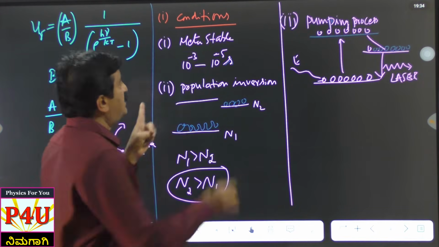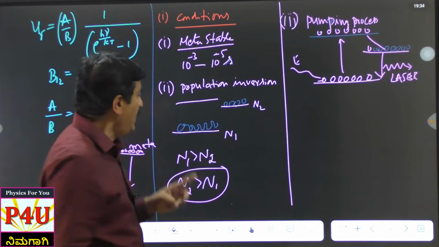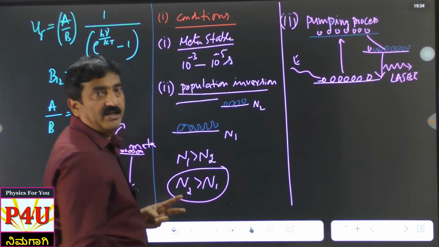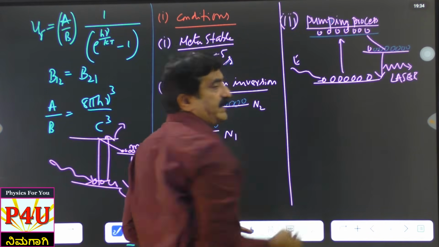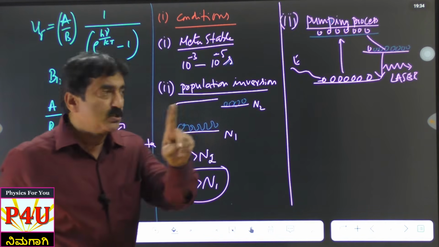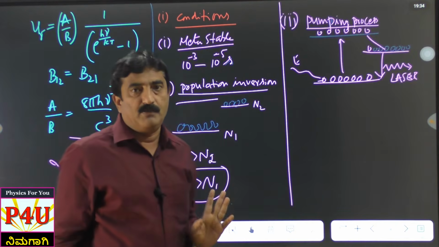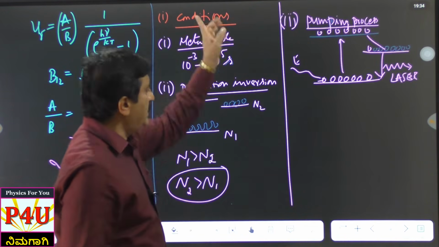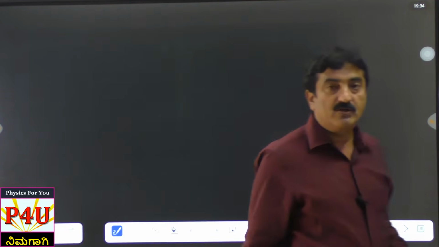Number one, availability of metastable state. Number two, population inversion. Number three, pumping process. For each you can expect 2 marks. So 2 plus 2 plus 2, 6 marks. I hope you followed this. So the condition part is over. Now I move on to the next one.